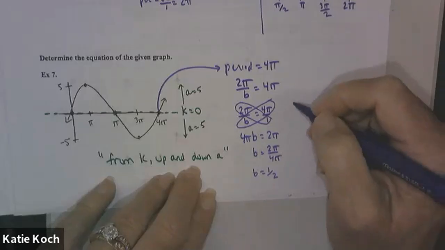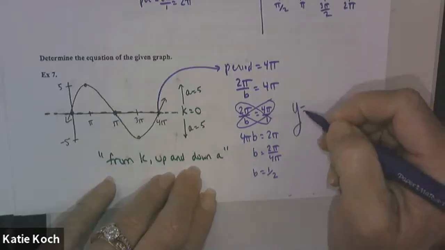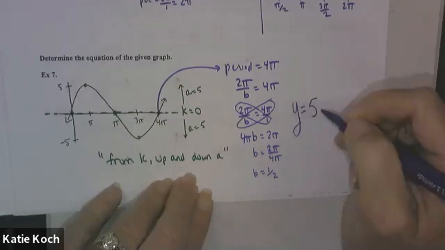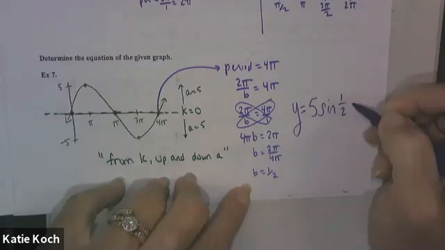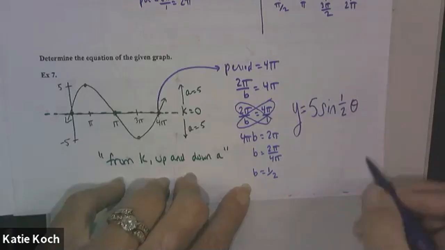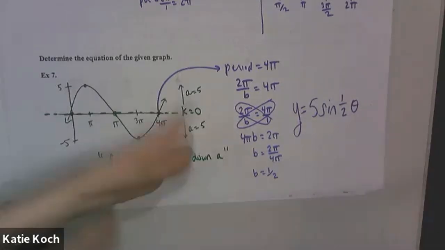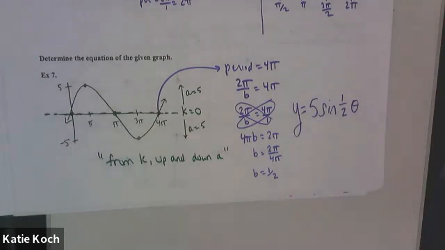So then you would just put it together here in the last few seconds. Y equals A, which is 5, times the sine of B, which is 1/2, times theta, or x, and then plus 0 off the end. I'm not going to write a plus 0 because there was no K.